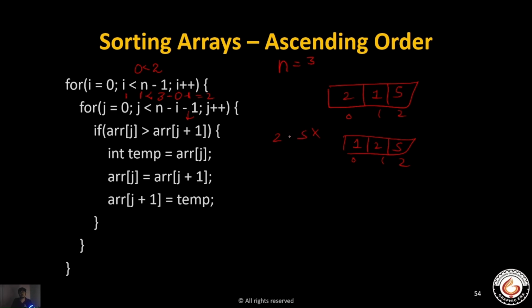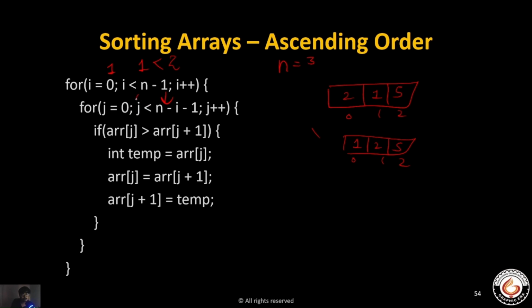So we will just get out of this loop. Now the value of i will be 1. Now we will check whether 1 is smaller than 2. Yes, that's correct, so we will go inside again. After going inside, we will have j = 0.